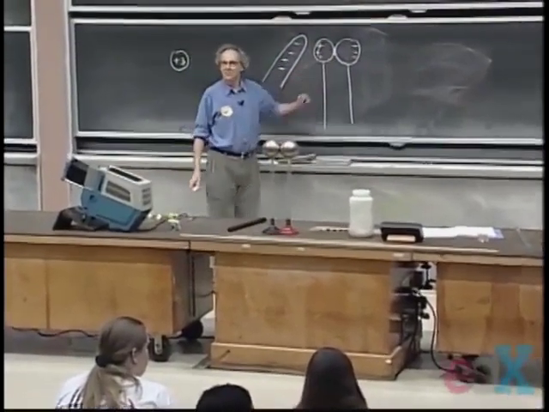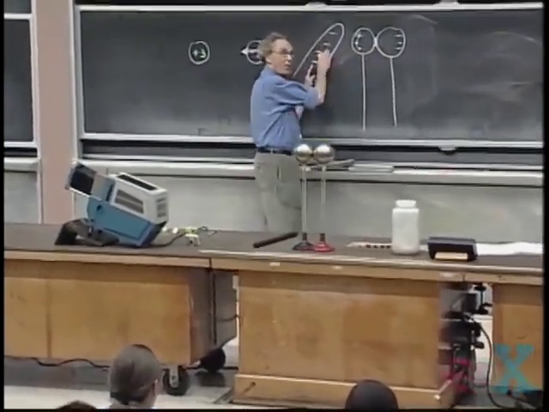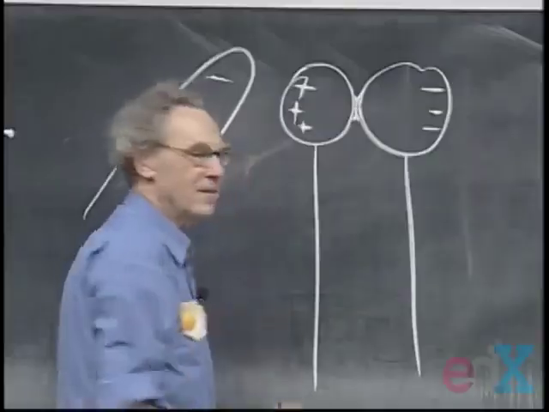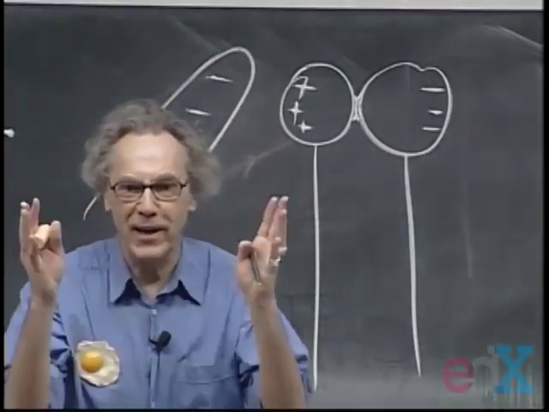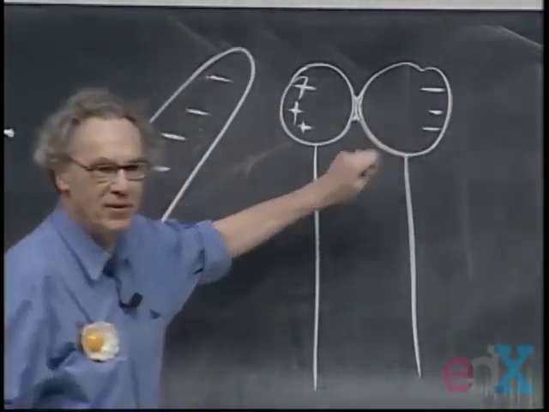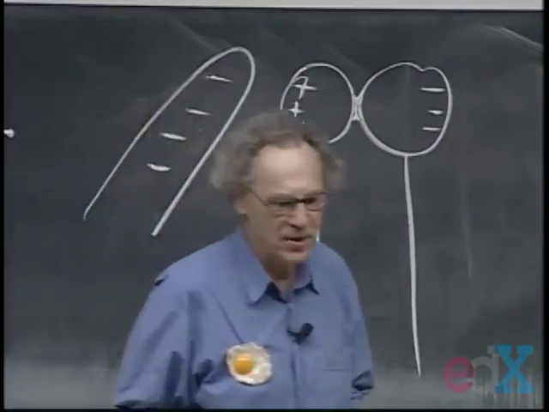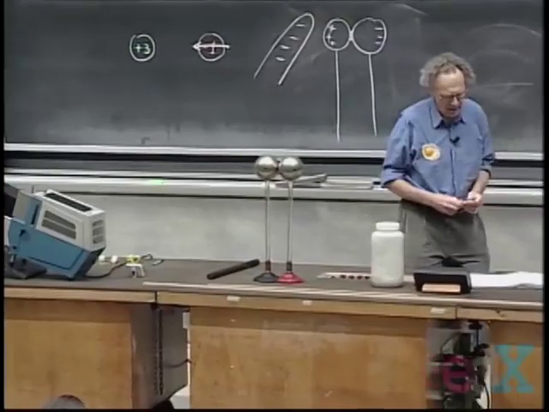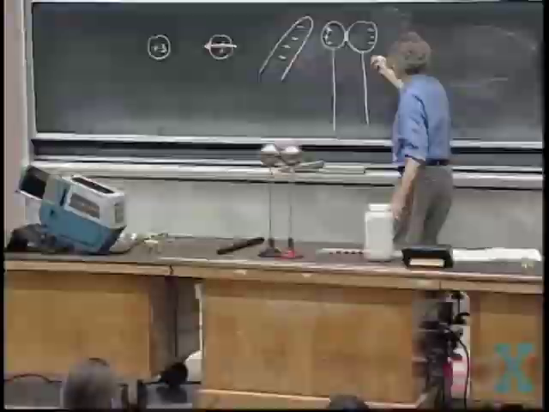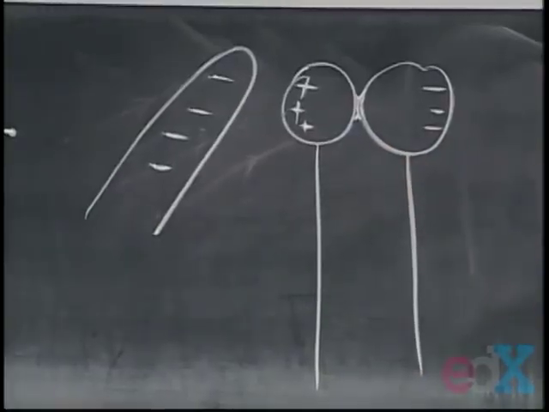So what I do now, while this rubber rod is still in place, is take them apart. When I take them apart, this negative charge is trapped, and this positive charge is trapped. And so I have thereby created negative charge on this one and positive on this one, equal in magnitude, so I have a dipole.